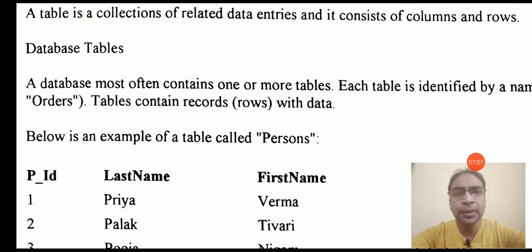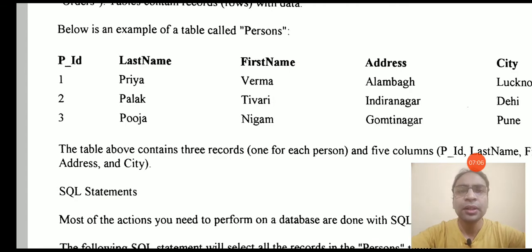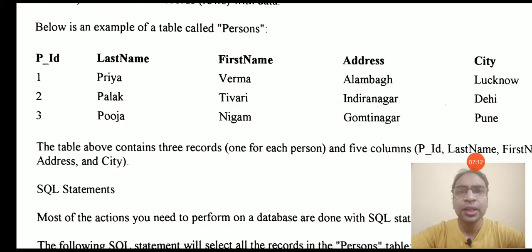So let's see an example of the table. This is an example of a table where the name of the table is person. It has 4 fields. One is the person ID, then the last name, first name, address, and city. So we can see that there are some records in this table. There are 3 records in this table. So the table consists of 5 columns and 3 records.